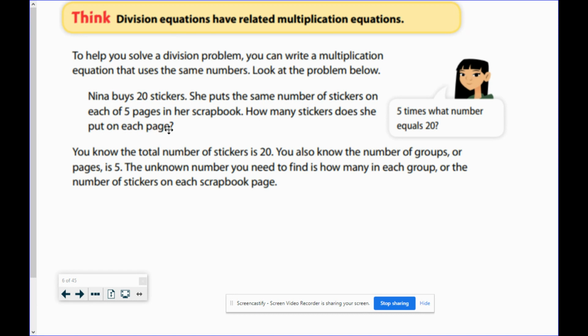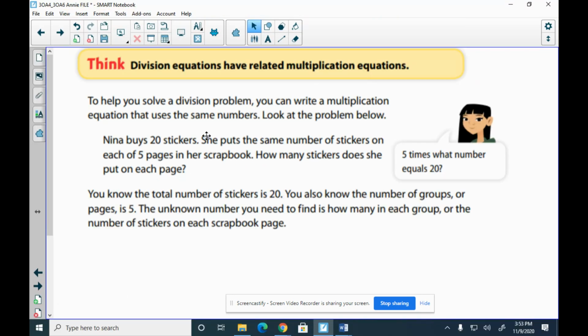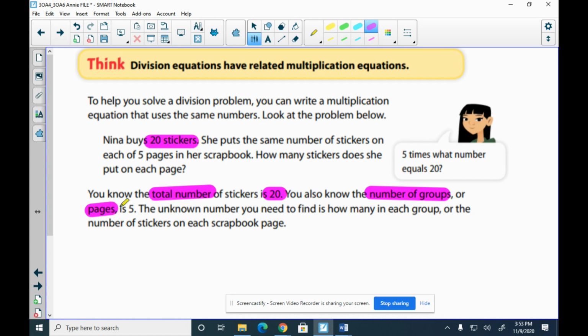Here's what we know from this word problem. We know that the total number of stickers is 20. We know that the number of groups or pages is 5. So our total number is 20. We got that from the word problem. We know that our number of groups or pages, because you can group things on pages, so think of a page as a group, is 5. Same number on each of 5 pages.